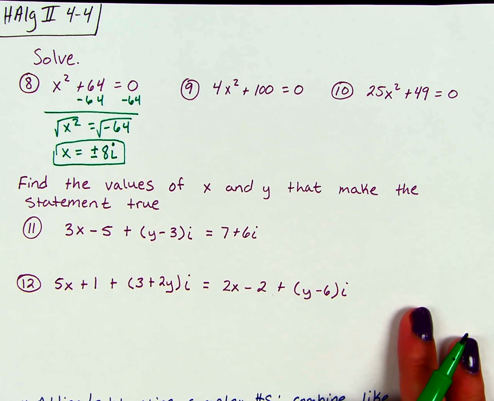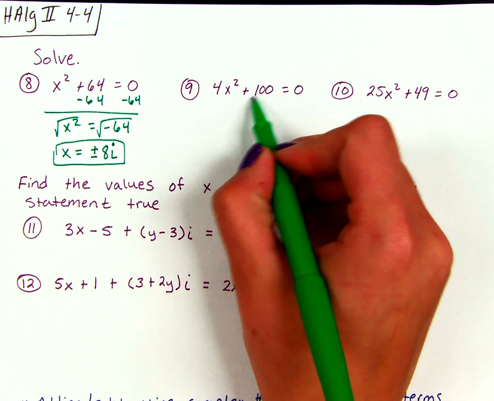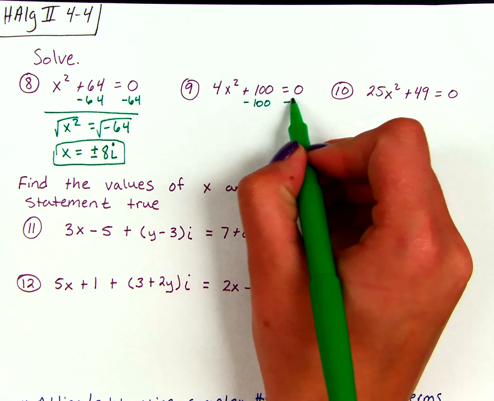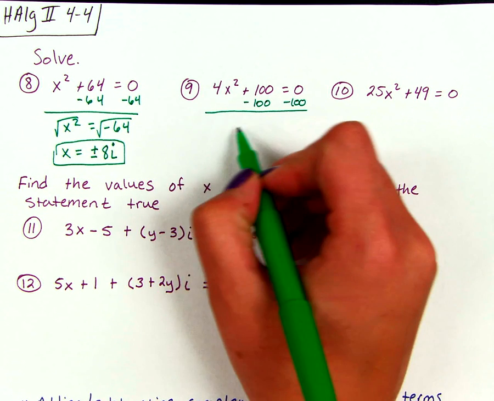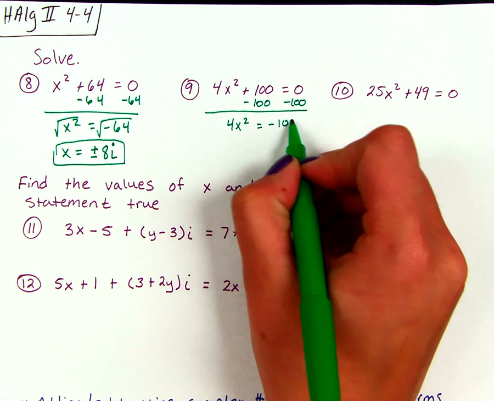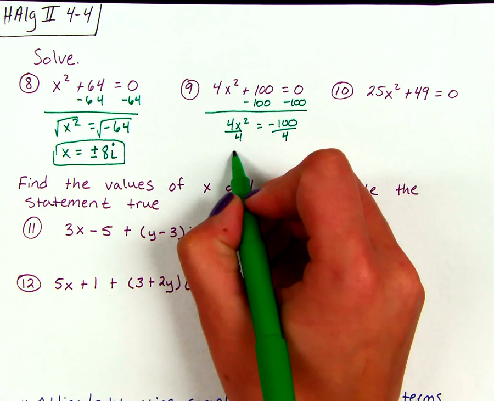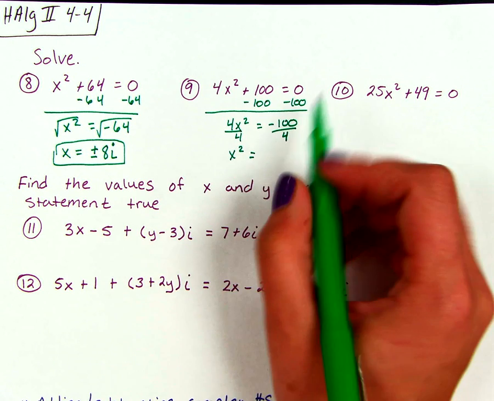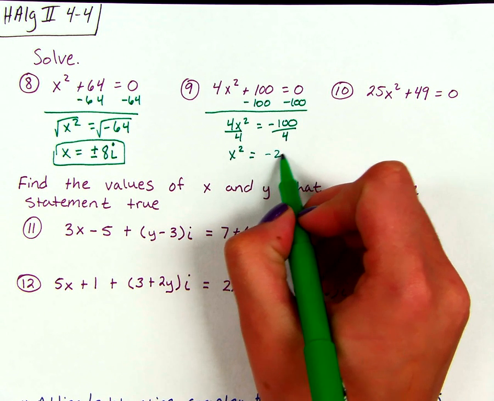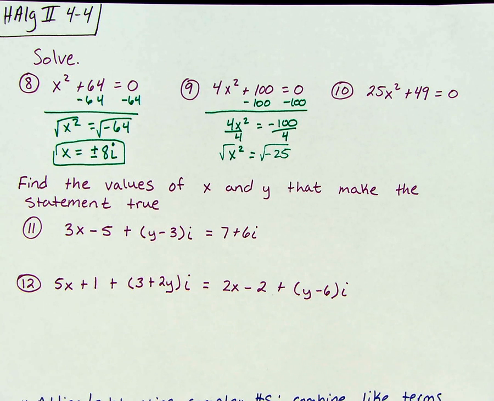So next one, same idea. We're going to get the x squared term by itself. So we're going to subtract the 100 over. So 4x squared equals negative 100. Divide both sides by 4. So x squared equals negative 25. And then we are going to take the square root of each side.